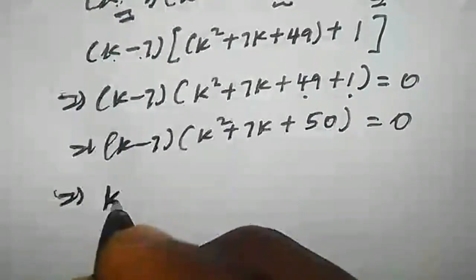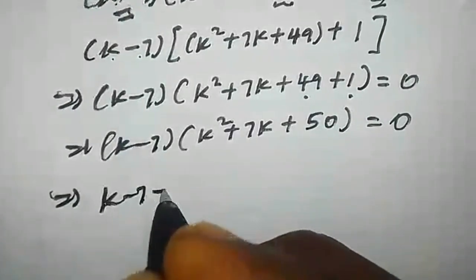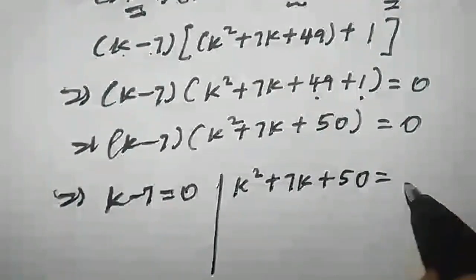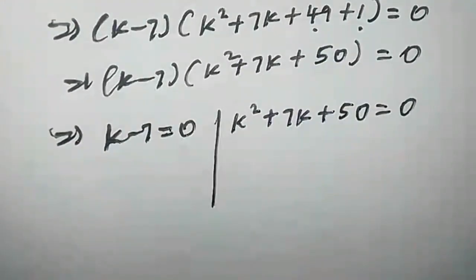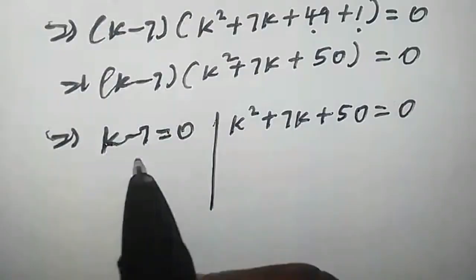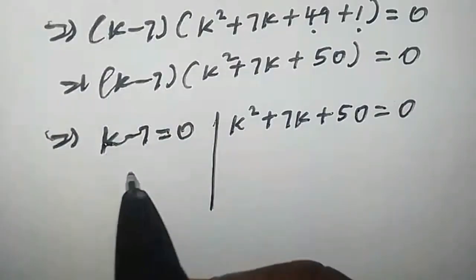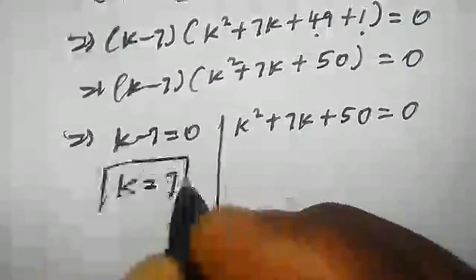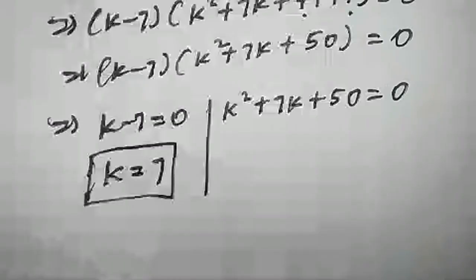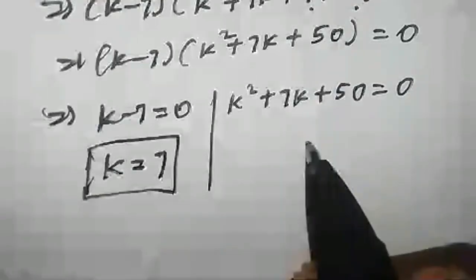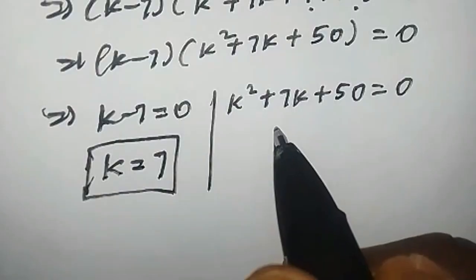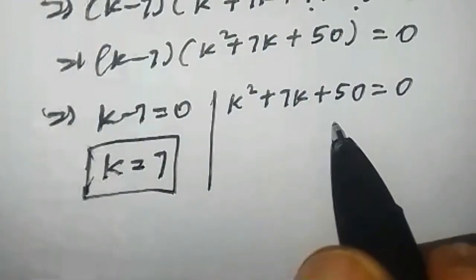This implies that K minus 7 is equal to 0, or K square plus 7K plus 50 is equal to 0. You will see that it is very obvious from the first factor that K equals 7. This is the first solution. Now, let us consider this quadratic equation. If you look at it carefully, you will see that it is not factorizable.